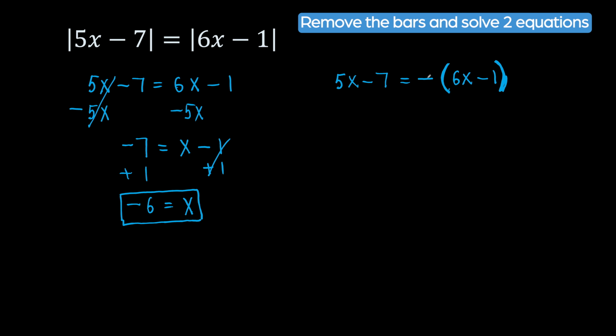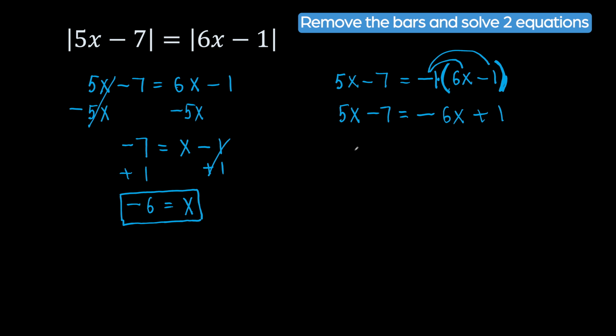Look here, we are going to distribute this negative. We can think of it as negative 1 times everybody in the parentheses. So let's distribute negative 1. 5x minus 7 is equal to negative 1 times 6x will be negative 6x. Negative 1 times negative 1 will be plus 1, will be positive 1. Very good. So be careful with those negatives.